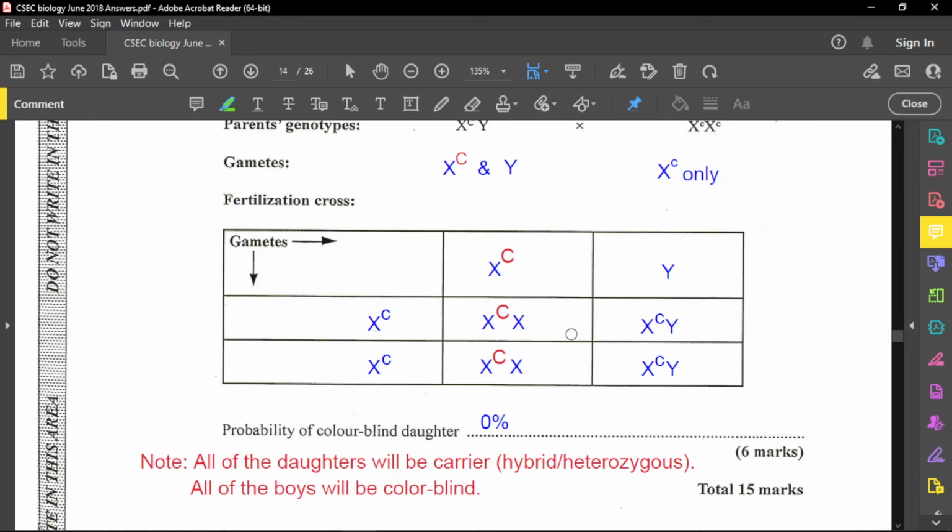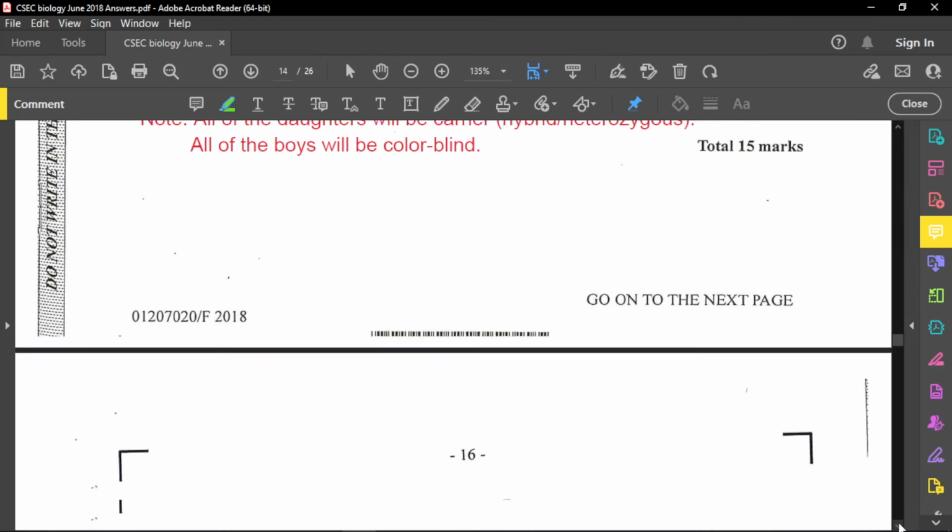And here, the probability of a colorblind daughter. The daughter would be here, and notice they're all uppercase C's, and so there's a 0% chance of a colorblind daughter. The point to note is that all the daughters will be carriers, which means they're hybrid or heterozygous. And all of the boys will be colorblind. Notice the boys here, they are lowercase C's, in blue, to distinguish between upper and lowercase. They didn't ask us all of this, but for understanding purposes, we have to give some extra information here.